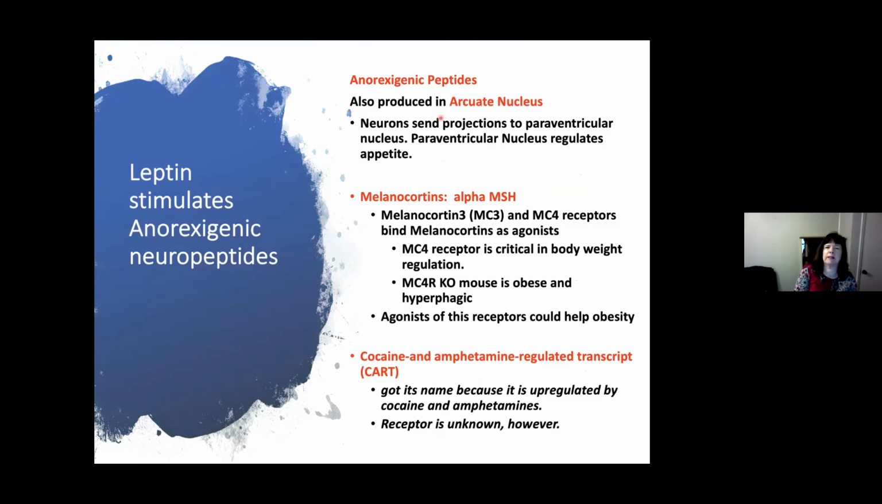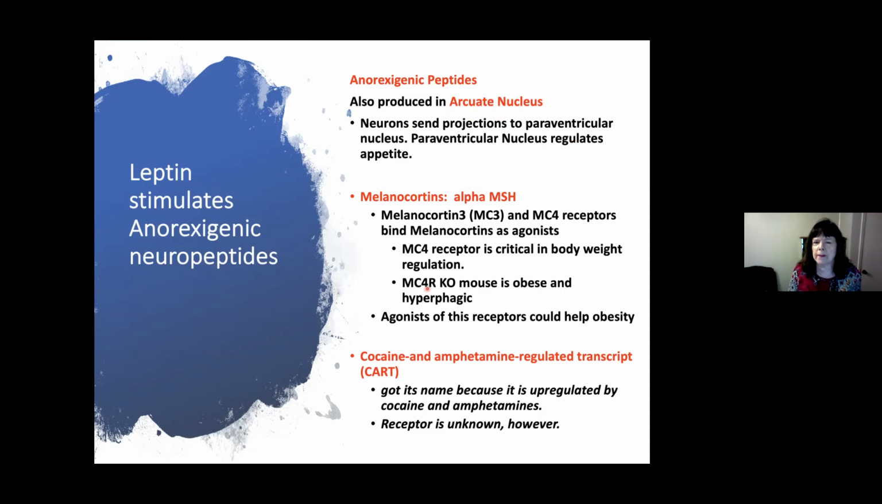Now, what about the anorexigenic peptides? Okay, they're also found in the arcuate nucleus. And the neurons, again, send projections to the paraventricular nucleus. And it's the paraventricular nucleus that regulates appetite ultimately. But these orexigenic and anorexigenic peptides are produced in the neurons in the arcuate nucleus, and they receive signals from the periphery. And I'm going to show you the diagram in a minute. But just know that it's a two to three step process.